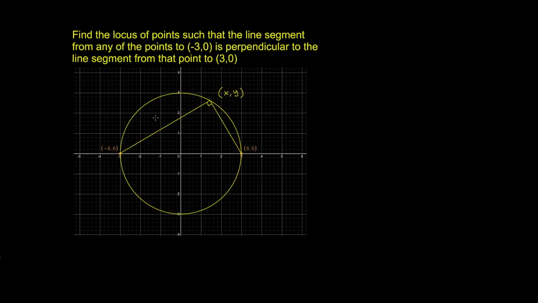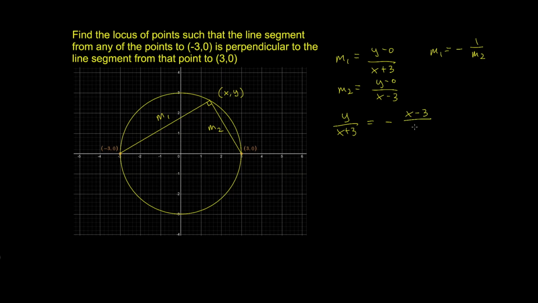Okay, so let's do M1 and M2. Then M1 equals y minus 0 over x minus -3, or x plus 3. M2 equals y minus 0 over x minus 3. So now we know that M1 must be the opposite reciprocal of M2. So y over x plus 3 equals negative, reciprocal right here, x minus 3 over y.